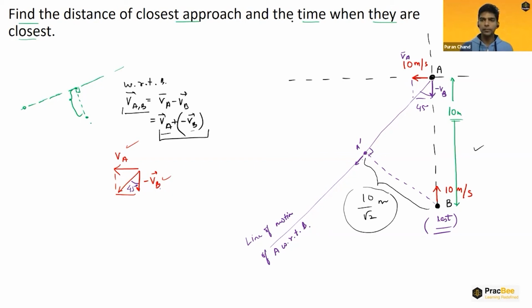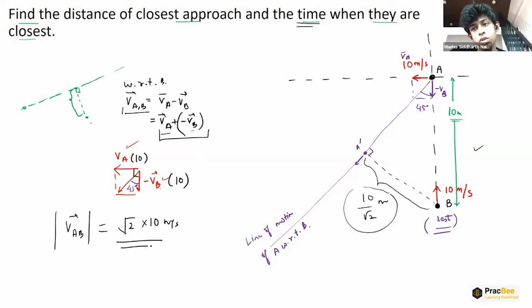And what should be the time when they are closest to one another? Time will be the time taken by A to move from A to A dash. And what is the speed of A? That will be the magnitude of the relative velocity VAB. The two vectors, each of magnitude 10, are at right angle, so their resultant will be 10 root 2.